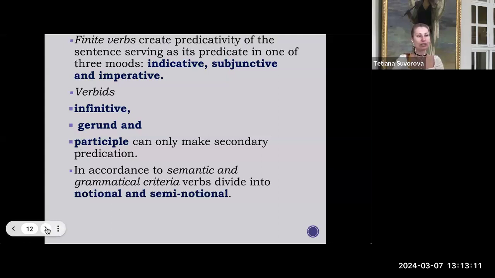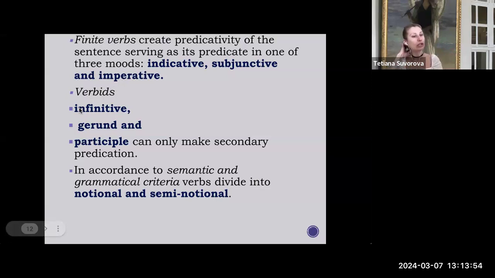In accordance with semantic and grammatical criteria, verbs can be divided into notional, semi-notional, and functional. Notional verbs are those which can perform the full function of the verb. They can have finite forms of the verb, can have non-finite forms of the verb. They can serve the function of predicate, if they are used in the form of verbs, and so on. Then semi-notional verbs are those which can only partially function like a verb, they do not have the full paradigm.